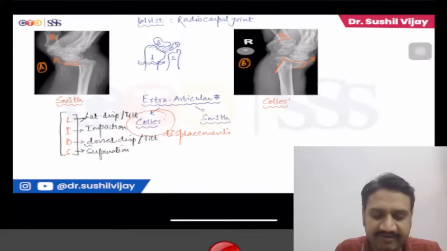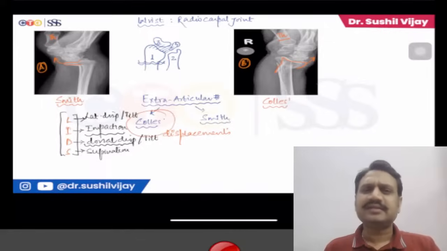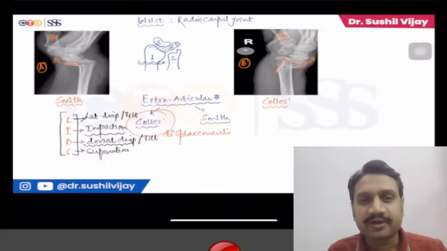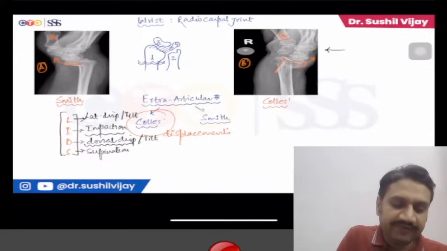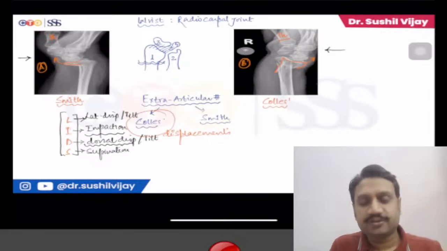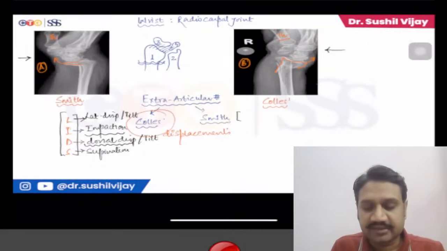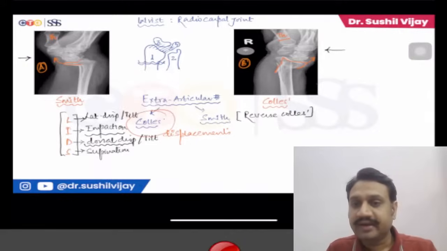Now one easy way is to take a lateral view of the wrist and just identify where the distal fragment is going. If it is going on the dorsal side, it has to be Colles. If it is coming on the palmar side, it has to be Smith, because Smith is just the reverse of Colles, right?